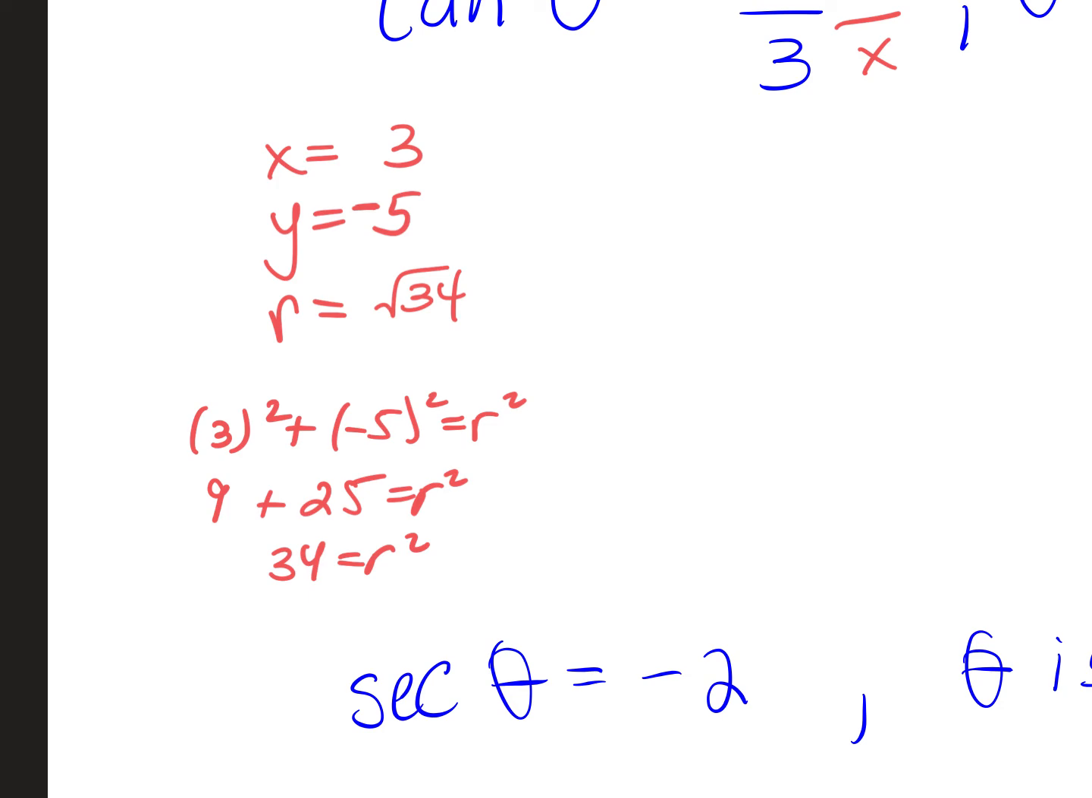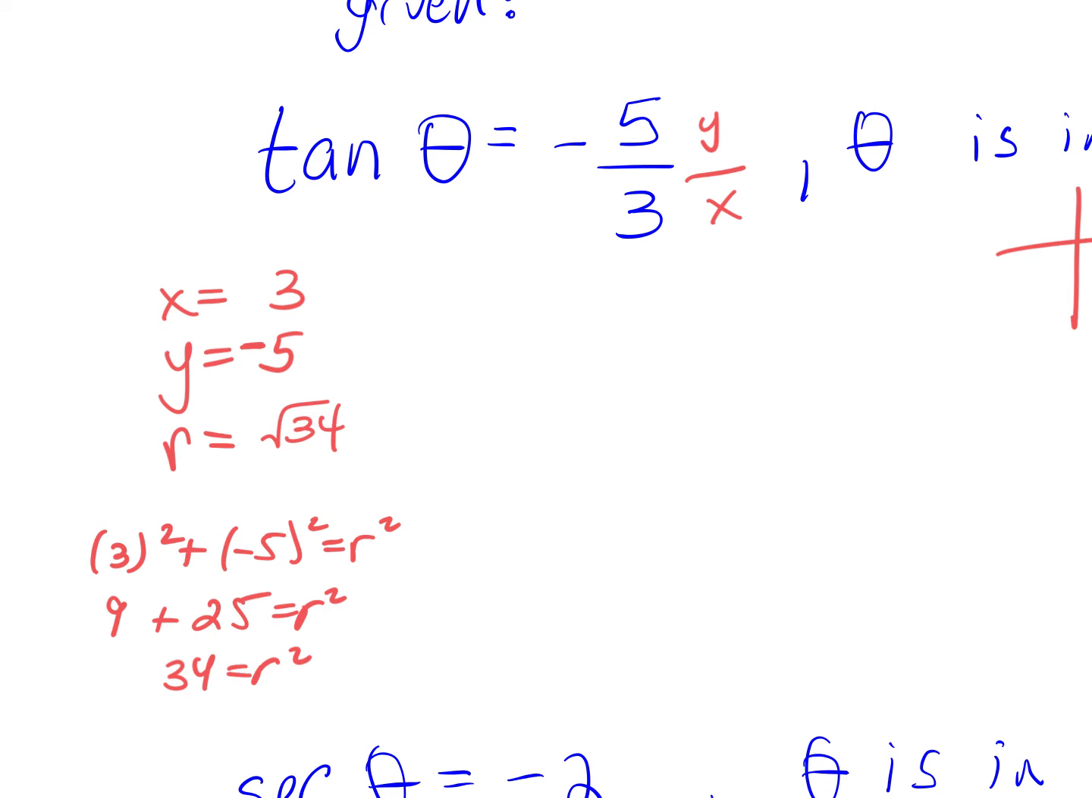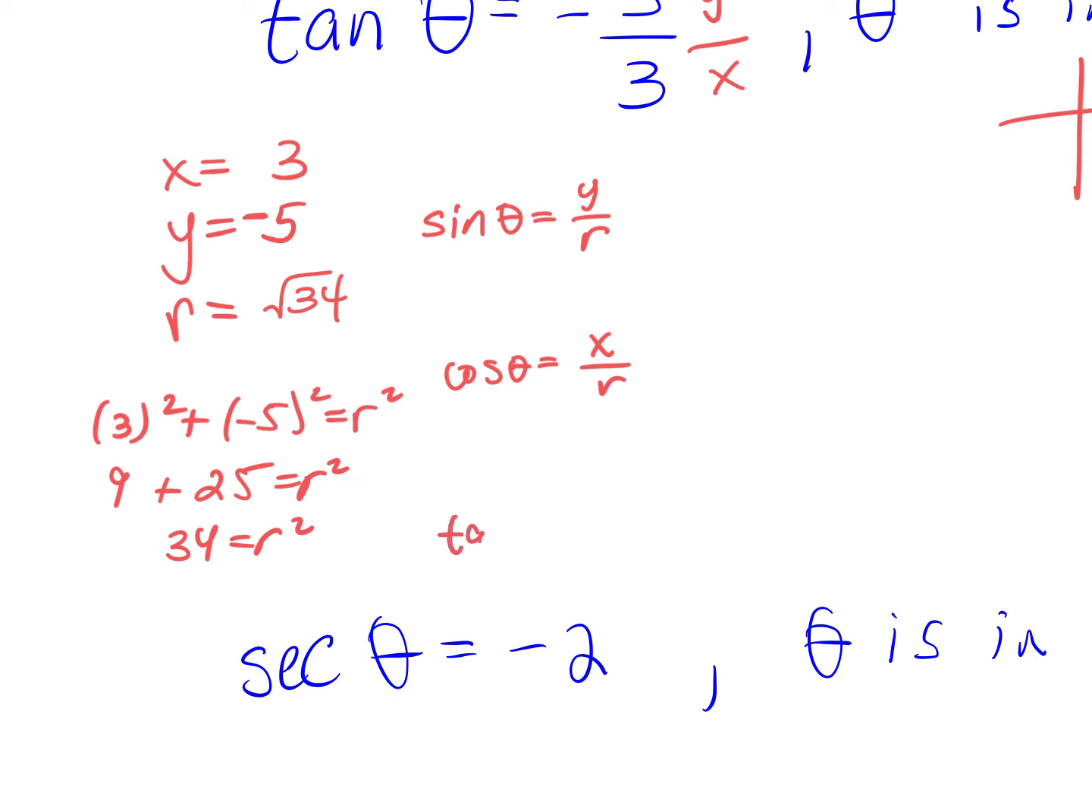So now if we have to find all 6 trig functions, you guys can do that no problem. Let's write it out. Sine of theta. What is the ratio for sine of theta? Yes, it's opposite over hypotenuse, but I don't have a triangle. So what is sine with our x, y, and r? Y over r. Okay, so cosine of theta is what? X over r, correct?